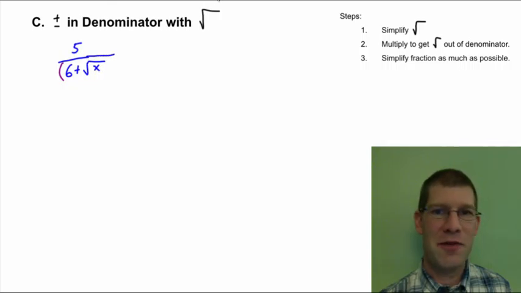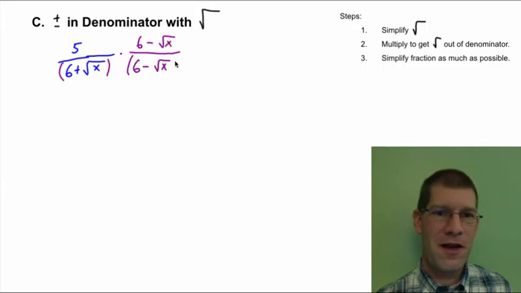So this is the example that you should write down. Now, we multiply, like we just said before, times, I don't know if you could call it a conjugate officially or not, but 6 minus the square root of x over itself. So 6 minus square root of x over 6 minus square root of x. And we still need to FOIL.